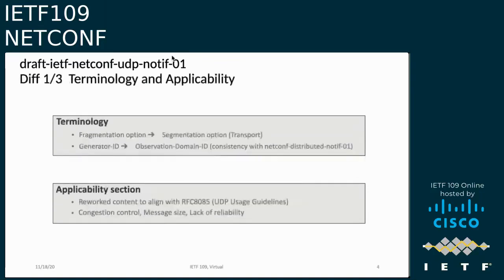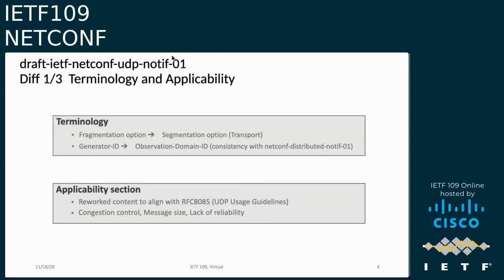Next slide, please, Mahesh. So first set of changes based on the comments we received in the last month. We renamed, for obvious reasons, the fragmentation option into segmentation option, because that's basically what we do. In order to be consistent with the Netconf distributed notif draft, I changed the generator ID term into observation domain ID.